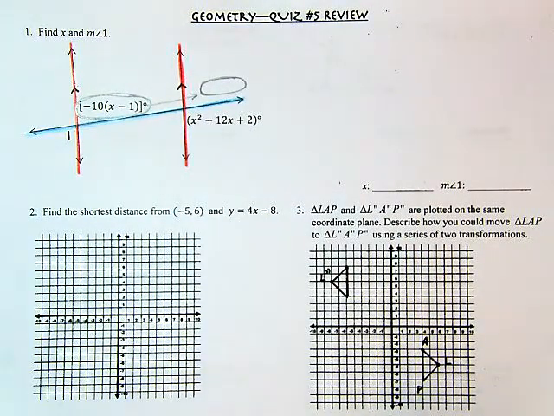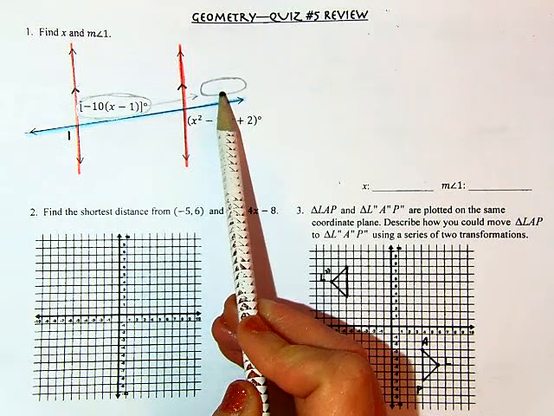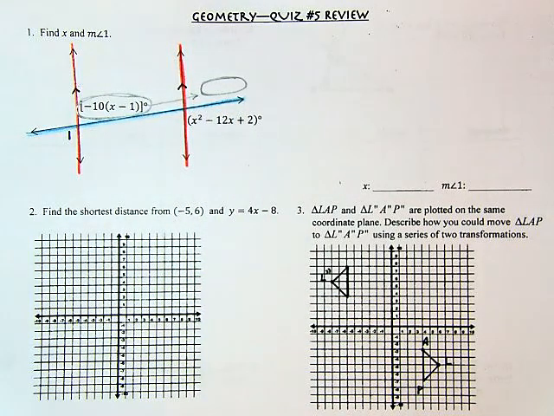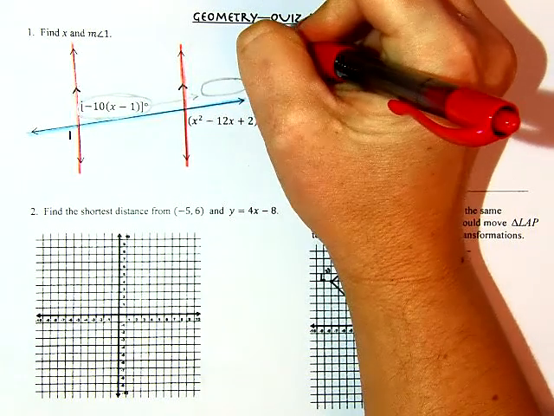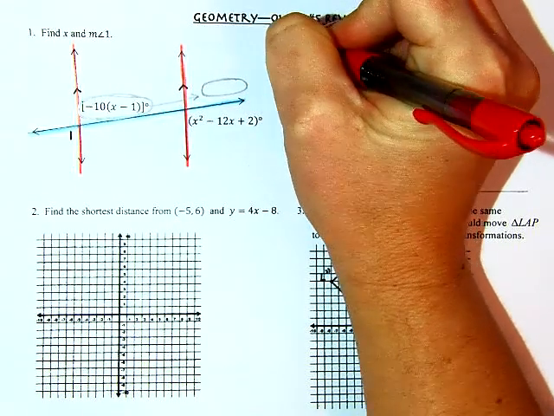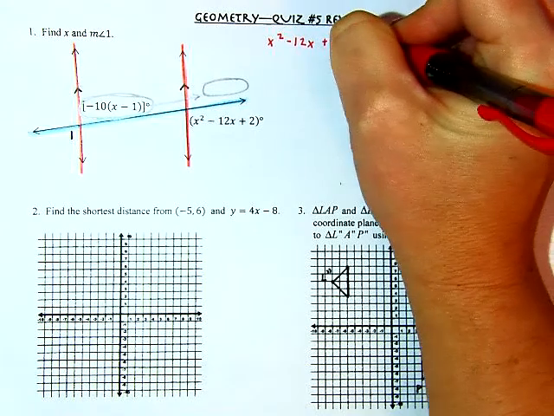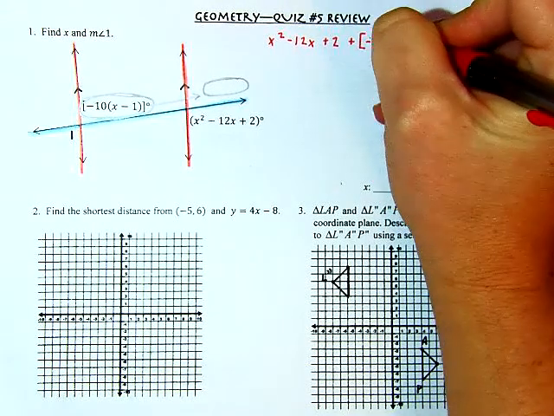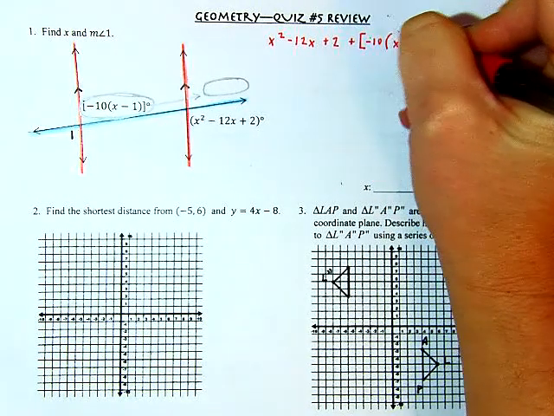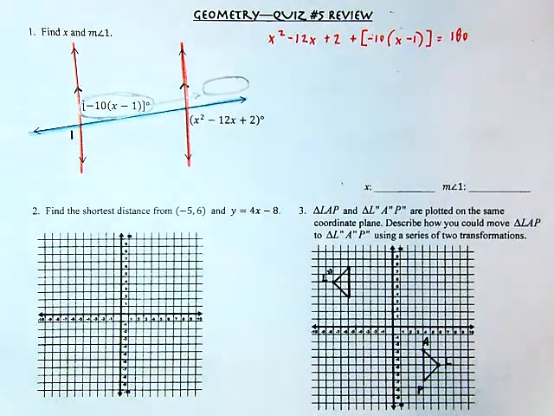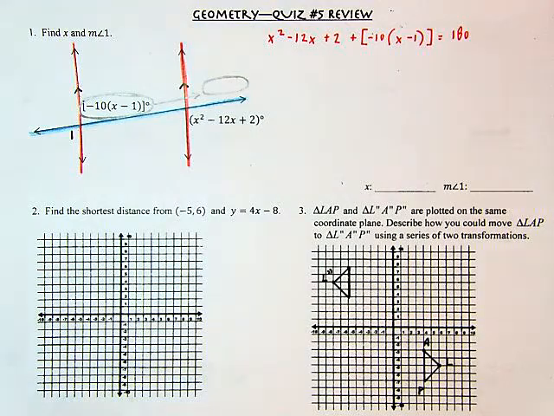They're supplementary because if I slide it into its corresponding spot, now they would form a linear pair. So the relationship is that they are supplementary. Their measures have to add to 180. So I'm going to build my equation. x squared minus 12x plus 2 plus negative 10 times x minus 1, all equal to 180. And from this point on, it's really an algebra problem.